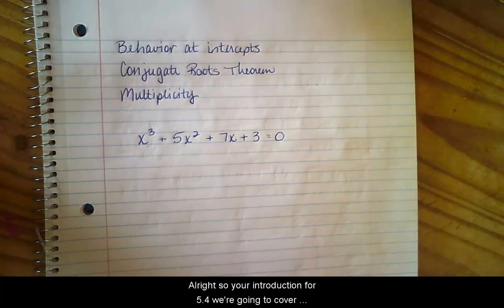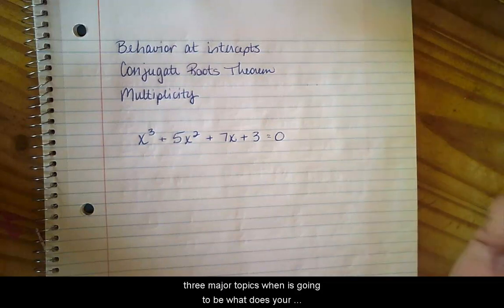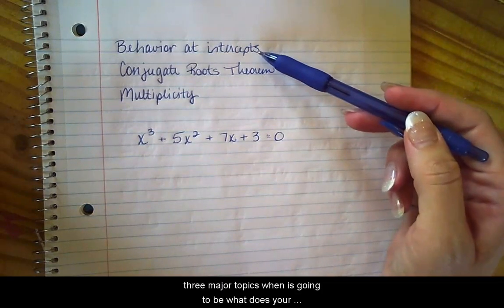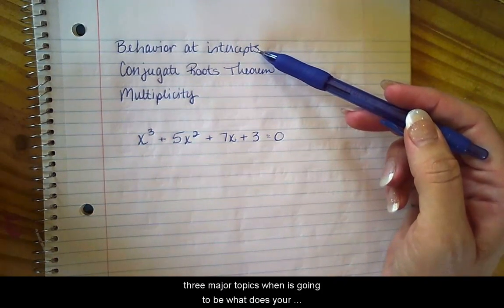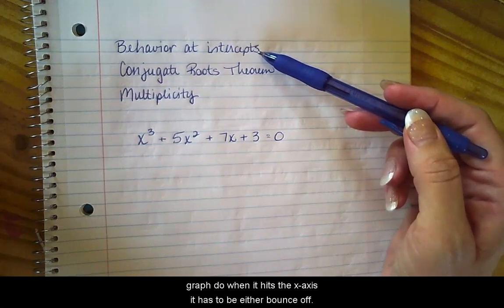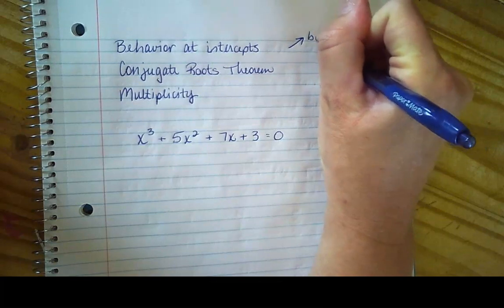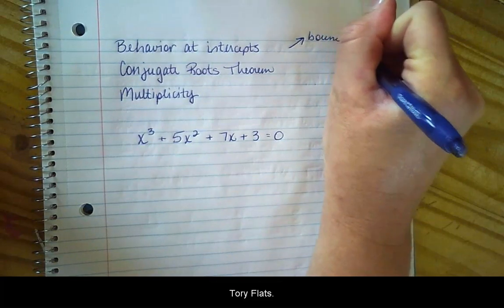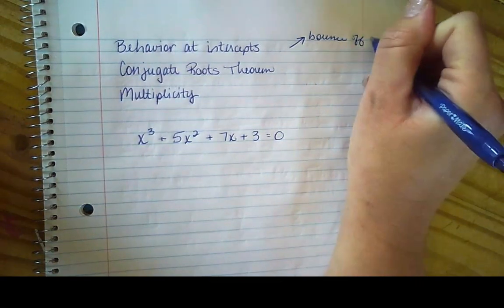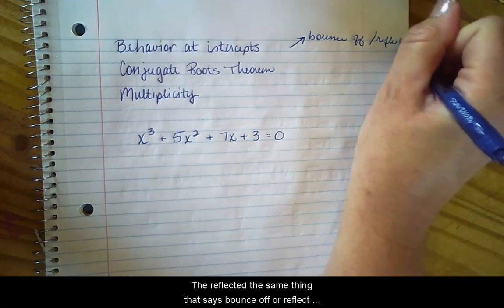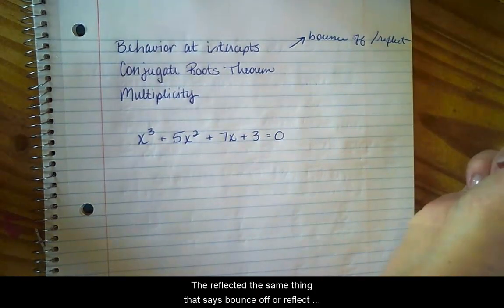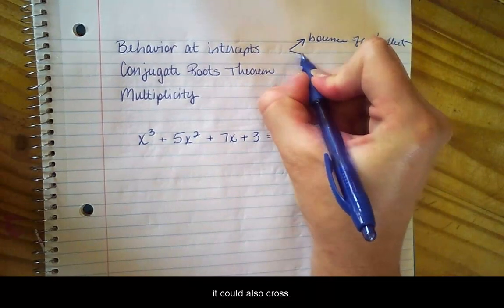All right, so your introduction for 5.4, we're going to cover three major topics. One is going to be, what does your graph do when it hits the x-axis? It has two options. It can either bounce off or reflect. Reflect is the same thing as bounce off. It could also cross.